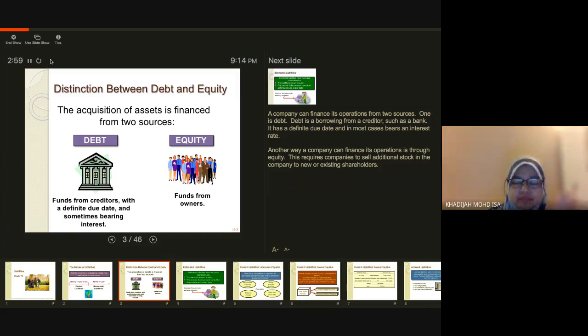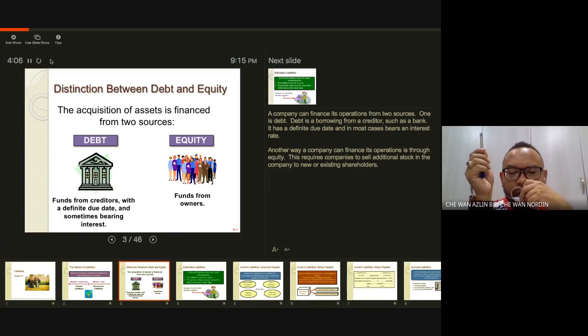Whatever asset that you have, for example your building, your inventories, your equipment, these are all your assets. In order to acquire these assets, if you don't have enough cash, they are financed either by debt or equity. For example, if you want to buy equipment, either you pay out cash for the equipment, or, if you don't have enough cash, you can borrow from creditors. That is debt. When you borrow money to acquire the asset, you are creating a debt, which is something you have to pay later. That's why it's called a liability.